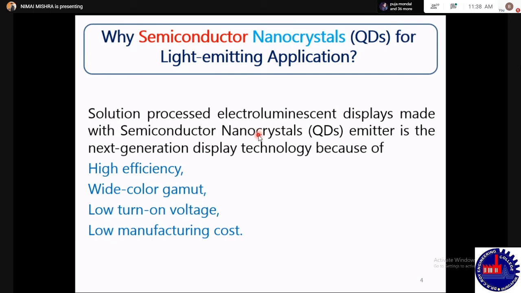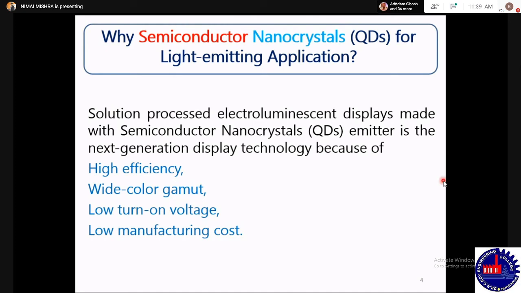And in a display, you are using all the VIBGYOR colors, right? You have red, green, blue, because you are watching a movie. It consists of color, so you have all VIBGYOR, all different kinds of colors, right? And then this material has been used for the next generation display technology.